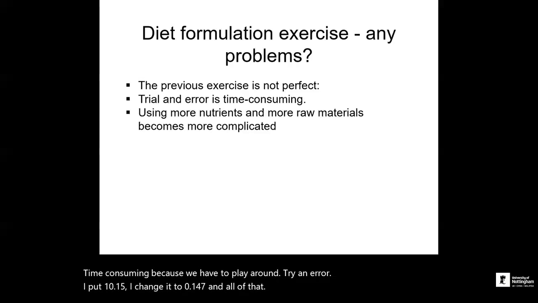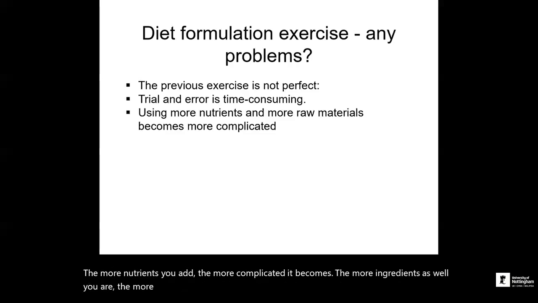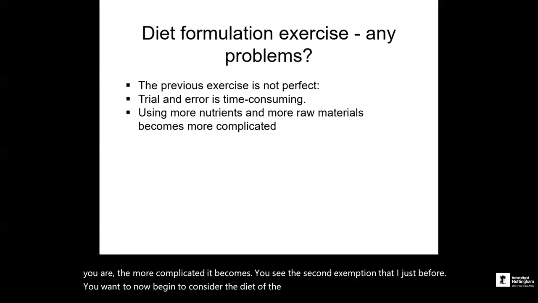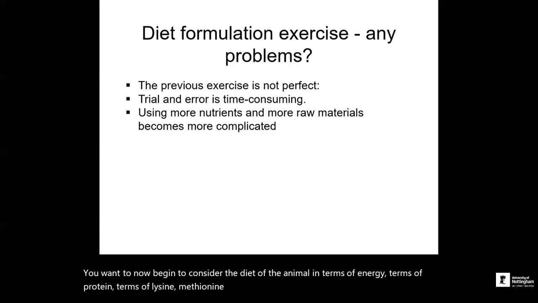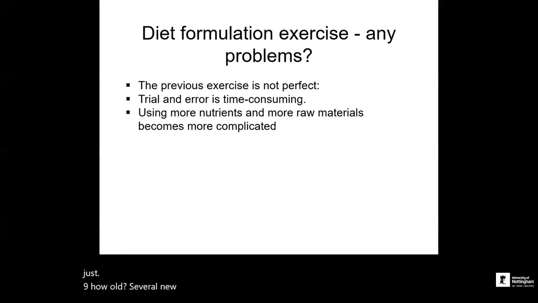The more nutrients you add, the more complicated it becomes. The more ingredients you add, the more complicated it becomes. You see the second exercise that I just shared with us. You want to now begin to consider the diet of the animal in terms of energy, protein, lysine, methionine plus cysteine, ether extract, crude fiber, calcium, and phosphorus. That is 9 nutrients. Meanwhile, 9 nutrients is just 9 out of several nutrients that you may want to consider.